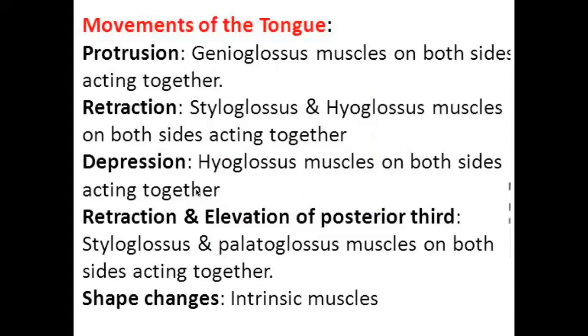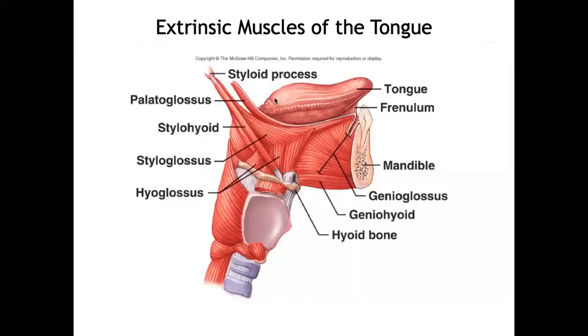What is depression? Depression is when you pull the tongue, suppress the tongue to the under surface of the oral cavity. What is happening? Go back to this picture, hyoglossus. When this pulls down like this, on both sides, the sides of the tongue will go downwards. As a result, the dorsum of the tongue becomes concave. So that is called depression of the tongue.